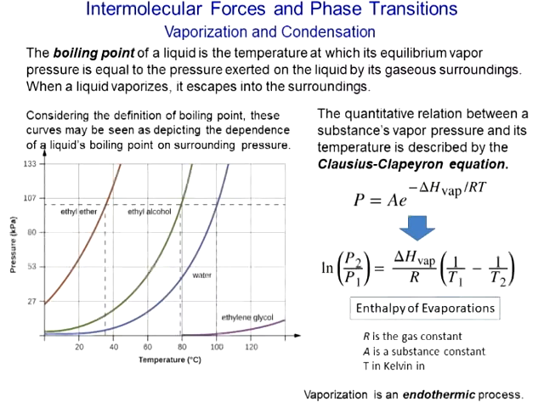We show you here a graph which shows pressure versus temperature. These are the important factors when we think about vapor pressure, when we think about boiling points. Considering the definition of boiling point, these curves may be seen as depicting the dependence of a liquid's boiling point on the surrounding pressure.